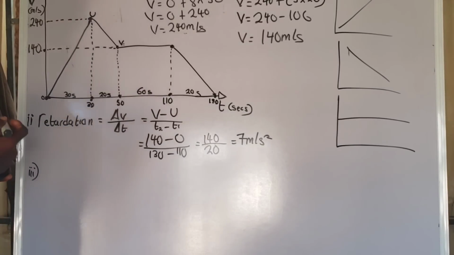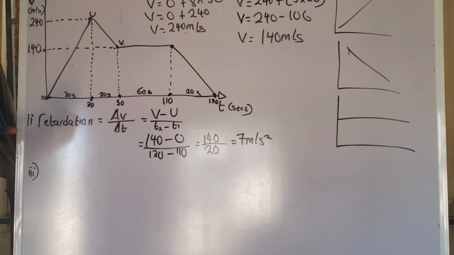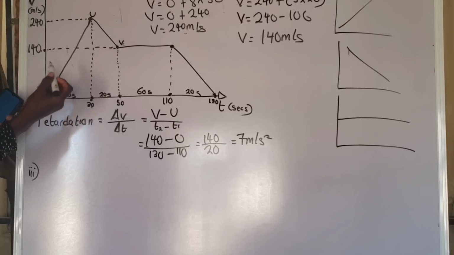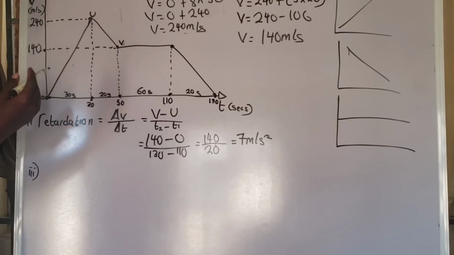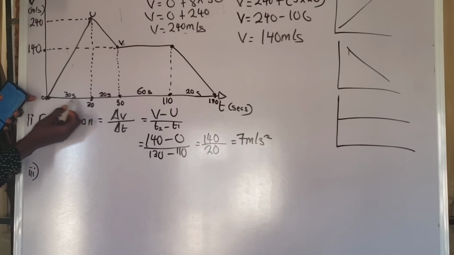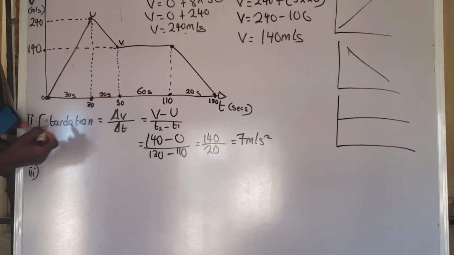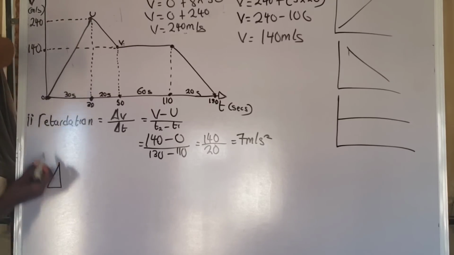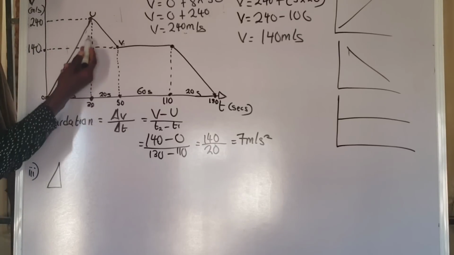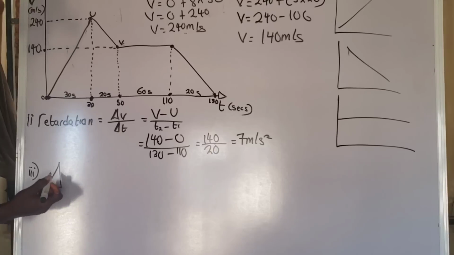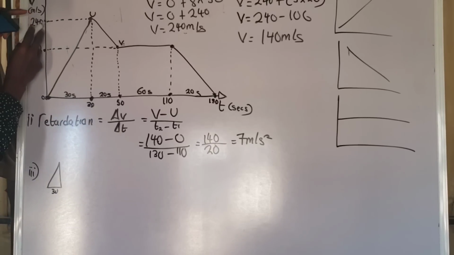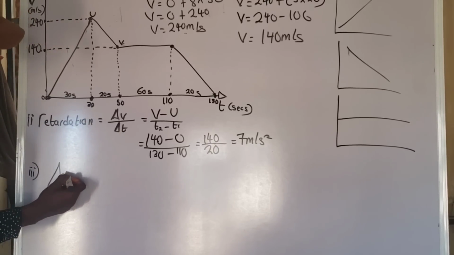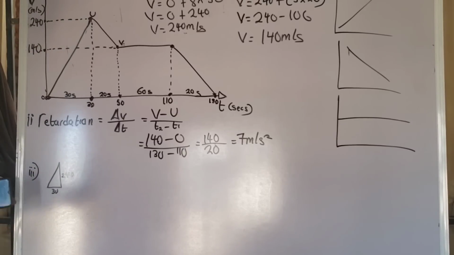Now, we have to calculate this step by step. You can see that we have a triangular shape and a trapezium shape within the first 50 seconds of the motion of that body. From this, the first 30 seconds is a right angle triangle. For the first 30 seconds, from this point to this point is 240. You can see that this is a triangle.